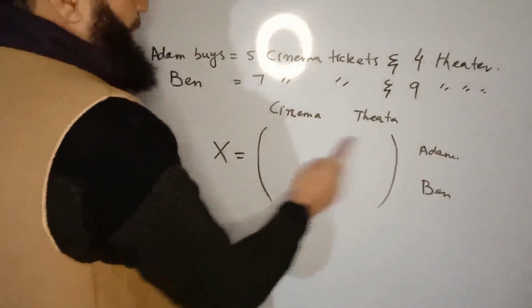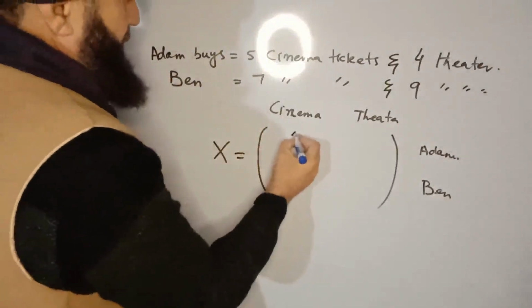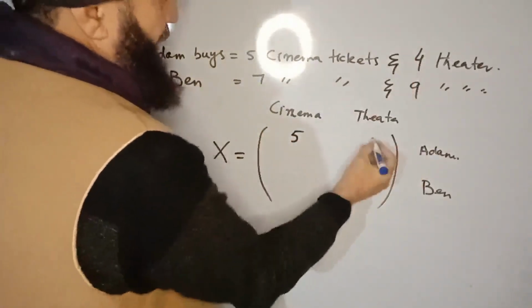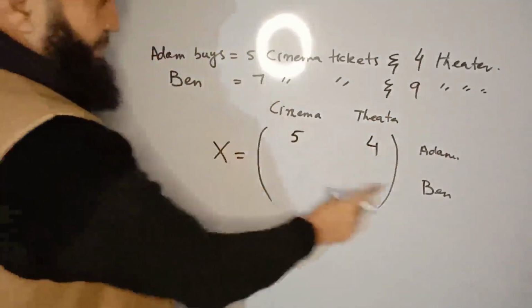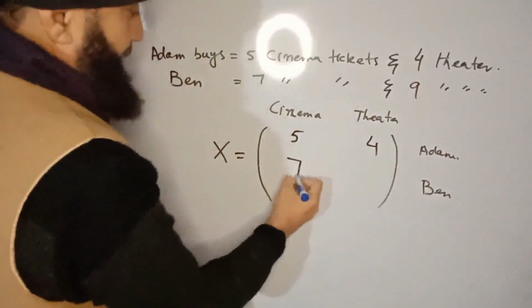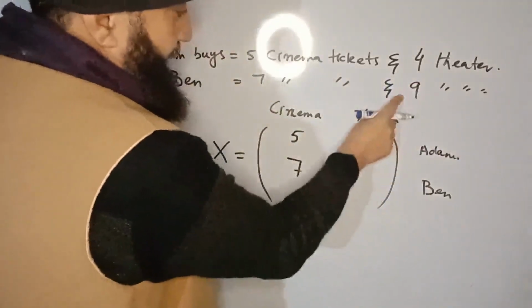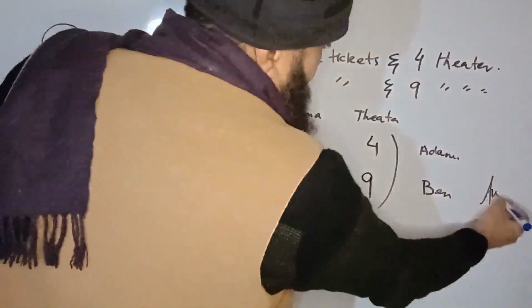Adam, how many cinema tickets? 5. So I write 5 here. How many theater tickets were bought by Adam? 4. So I write 4 here. How many cinema tickets were bought by Ben? It is 7. So I put 7 here. How many theater tickets were bought by Ben? There is 9. So I put 9 here. And this completes our question.